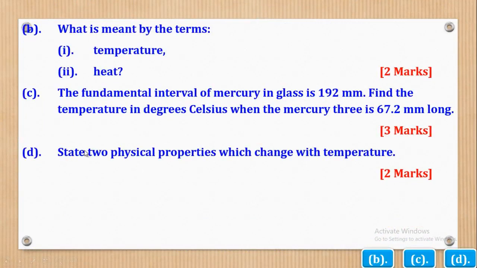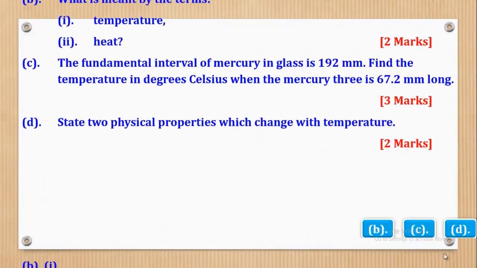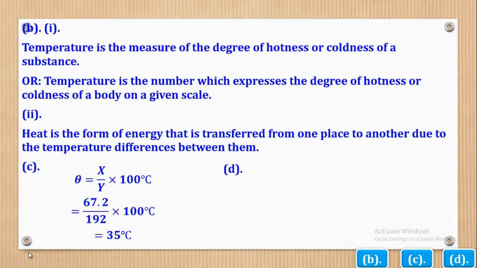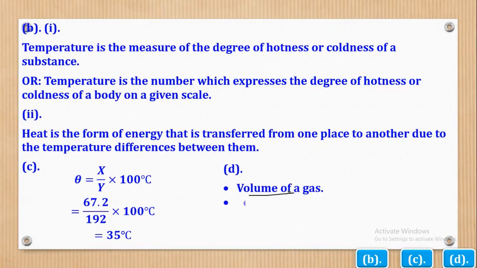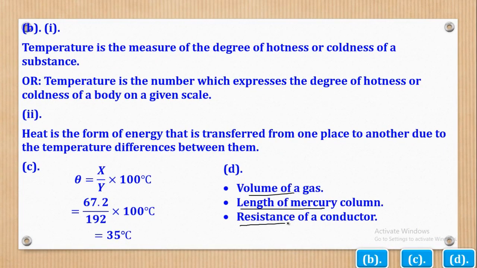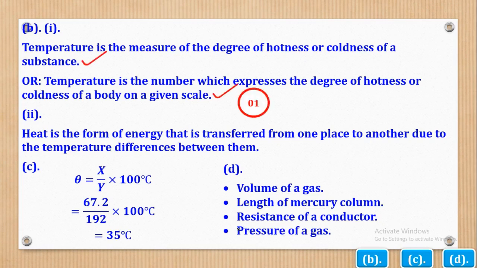Part D says that state two physical properties which change with temperature. So 1 is volume of a gas, 2 is length of mercury column, 3 is resistance of a conductor, 4 is pressure of a gas. Any of the two, any of those ones.